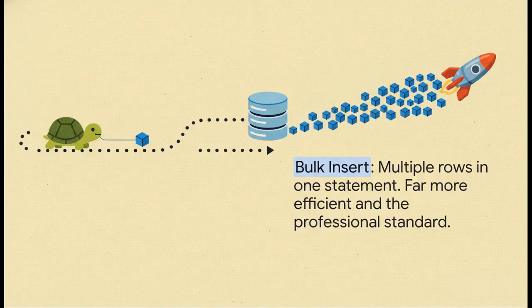Now, you could insert things one by one, but professionals almost never do that. Think about it. If you need to load thousands of new products into your catalog, doing it row by row would be painfully slow. That's why we use a bulk insert. You write one single efficient statement to add all the rows at once. It is way, way faster, and it's a standard for any real-world app.